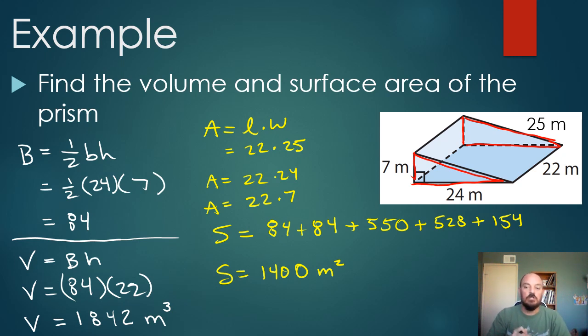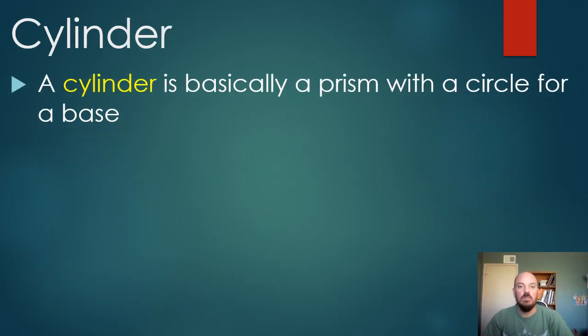All right, let me talk to you about one more shape. I said we're going to do 2 today. We did the prism. The other one I want to talk to you about is a cylinder. And a cylinder is just like a prism, but it has a circle for a base. So you almost could call a cylinder a circular prism. That's kind of what's happening. It's a prism with a circle for a base.